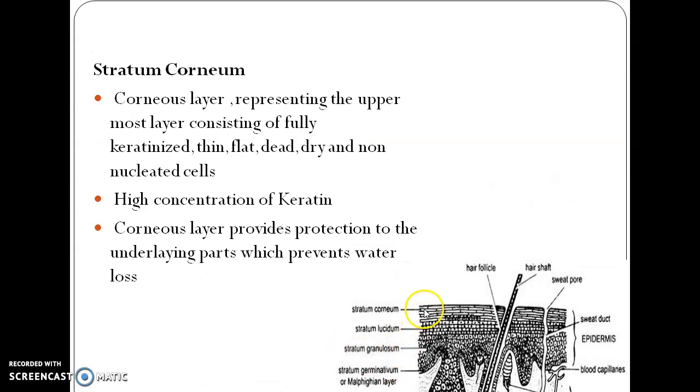So let's move to the detail of each layer. The first layer is called the stratum corneum. This is the corneous layer, representing the uppermost layer, and it is highly keratinized, thin, flat, dead, dry as well as non-nucleated in nature. Here you can see in this stratum corneum there is a higher concentration of keratin material, deposited mainly in this first layer. This corneal layer provides protection to the underlying part by preventing water loss.